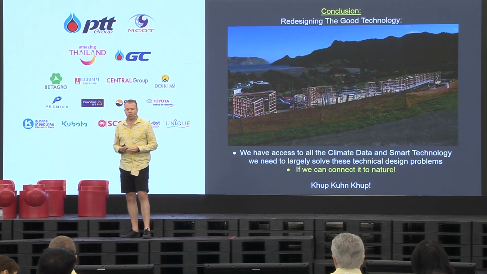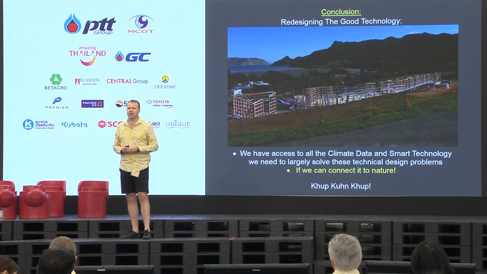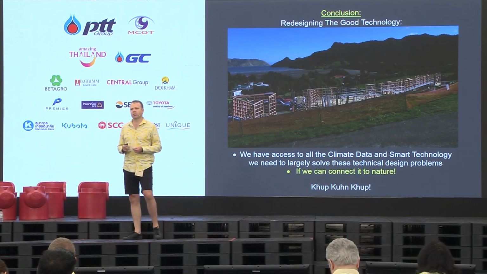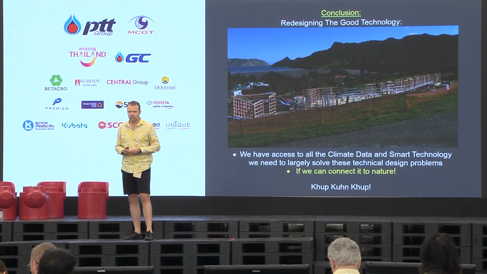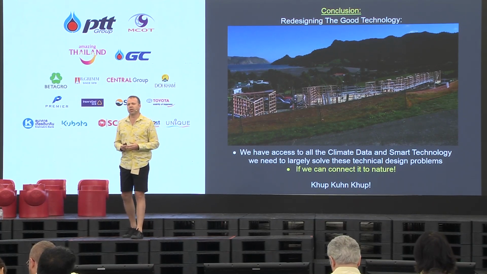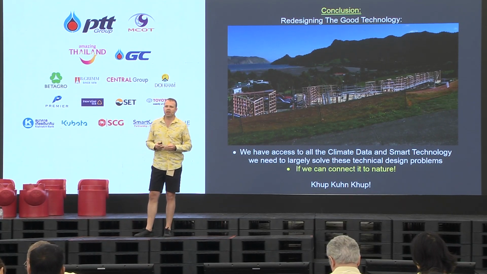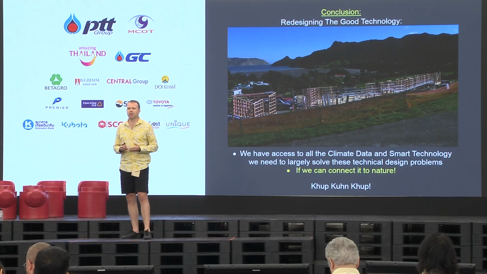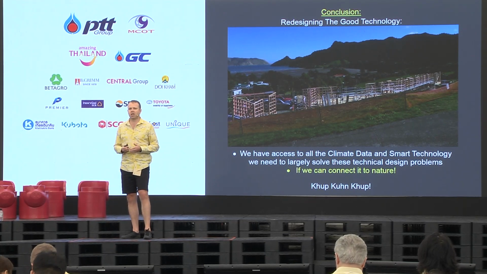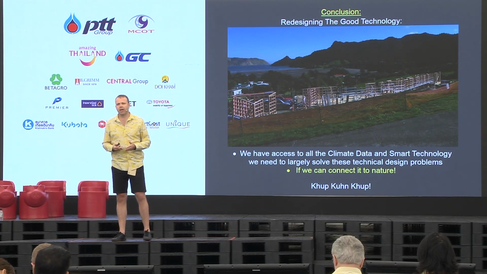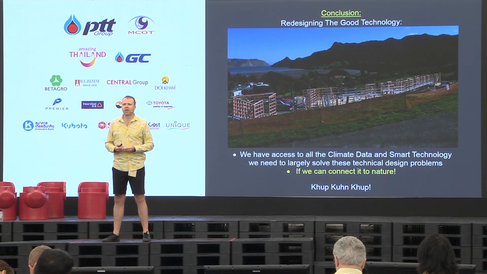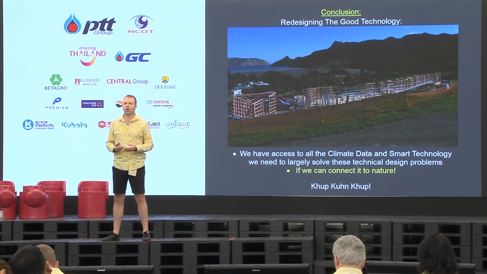So, we have all the access to climate data, smart technology, environmental principles to solve these technical design problems. If we are able to connect buildings to nature, then what that does is it reduces our dependency on complicated technologies, or minimizes our dependency on these complicated technologies, and it allows us to basically forge a clearer and better connection in our buildings and our design with the natural environment.